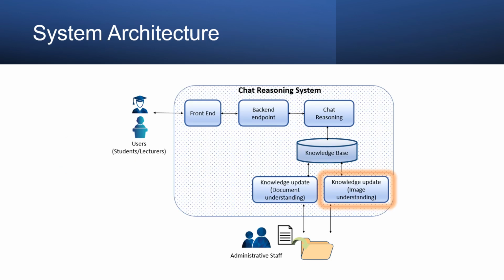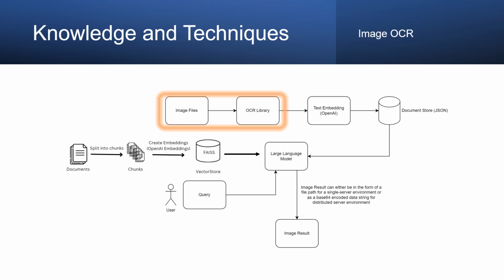Here we can see the knowledge update module for image understanding, which passes the document into several images, and each image is represented with words related to it. Here you can see a more detailed explanation where we use OCR to process the text data from the image. After the text is extracted, it can be converted into a vector-based embedding form to be used together with the main chat reasoning system.